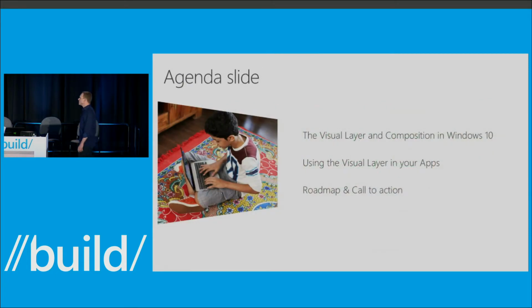It's pretty simple, really, 3 sections. I'm going to try and minimize the talking at the beginning, but give you a little bit of context around what the visual layer means to us and what composition in Windows is. We're then going to spend an awful lot of time in Visual Studio looking at code. I've got a lot of demos, so please pray with me that all my demos run. And then we'll finish up looking at our roadmap and some calls to action for you guys.